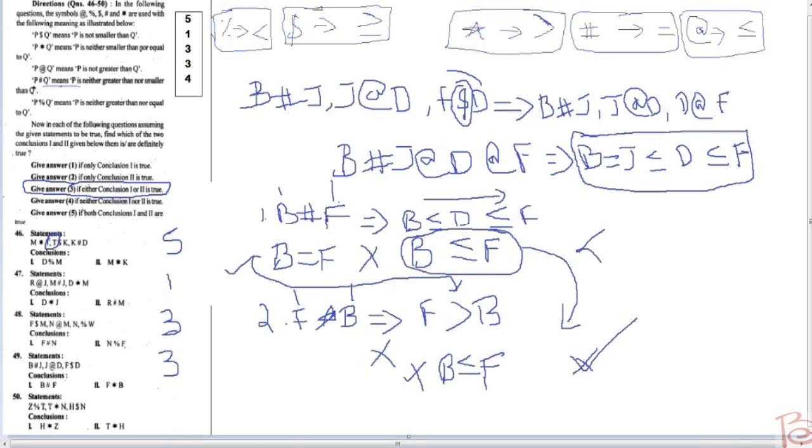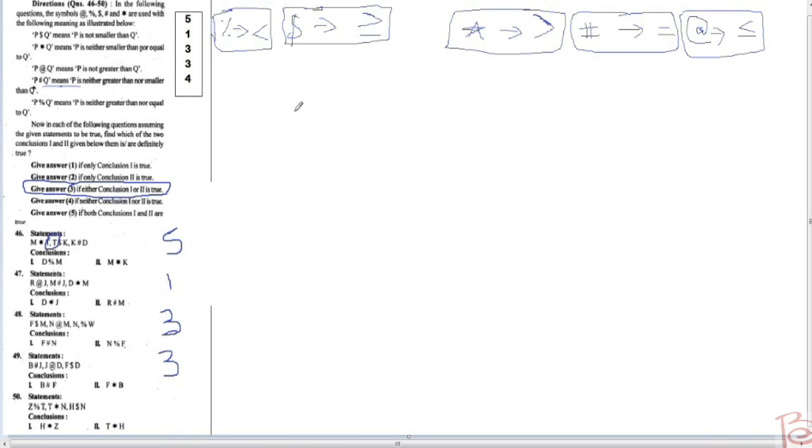So the last sum is, the statement is z percentage t comma t star n comma h dollar n. The first step is I'm going to write it in an orderly manner. In the examination hall you don't have to write it in the ordered manner, you can just go for the conclusion straight away, but to make it easier I'm doing that.